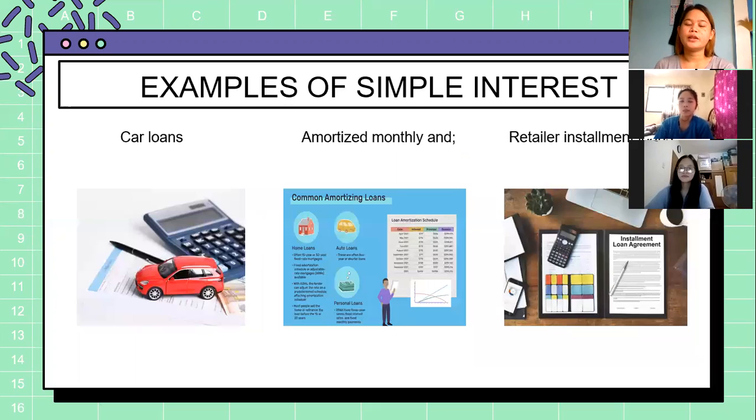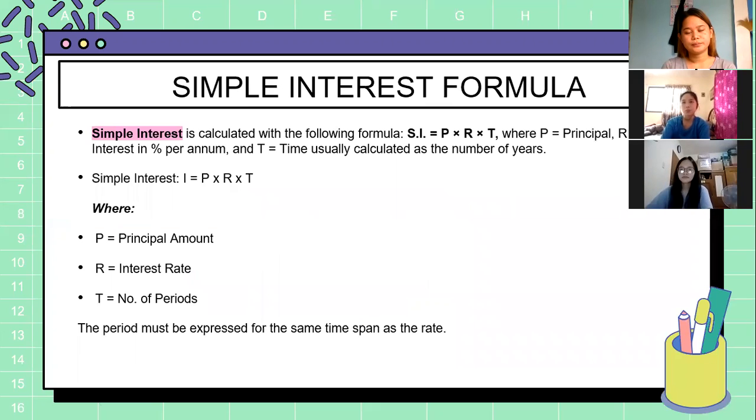Examples of simple interest are car loans amortized monthly and retailer installment loans. Simple interest is calculated with the following formula. SI, or simple interest, is equal to PRT, where P is the principal amount, R is the interest rate, and T is the number of periods.